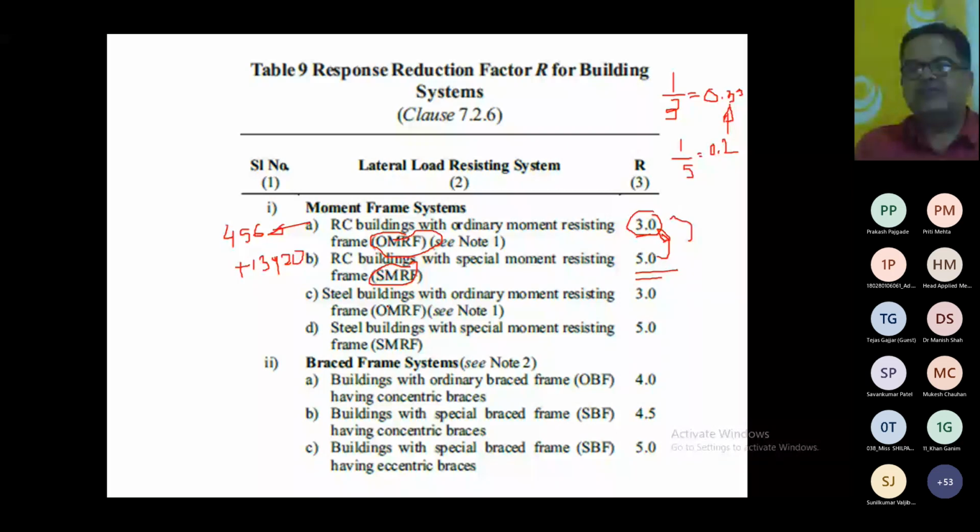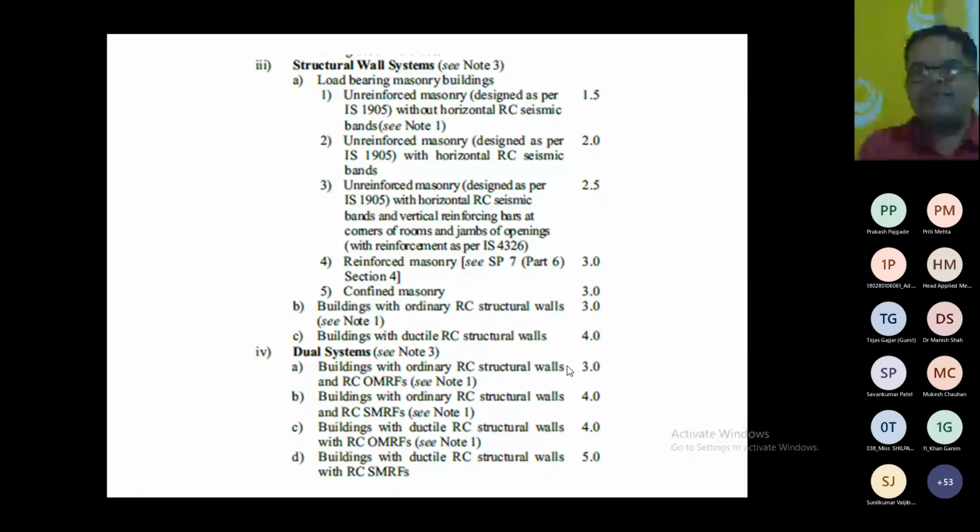Same way, a steel building with the OMRF is 3, and a steel building with SMRF is 5. Same way in a braced frame also. But here we are interested in the load bearing masonry structures, because this is a confined masonry program. So we have to look at unreinforced masonry without horizontal RC band, designed as per IS 1905. It is 1.5, no seismic bands, 1.5, because the performance is poor.